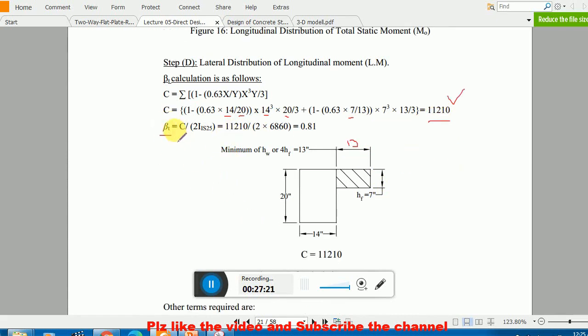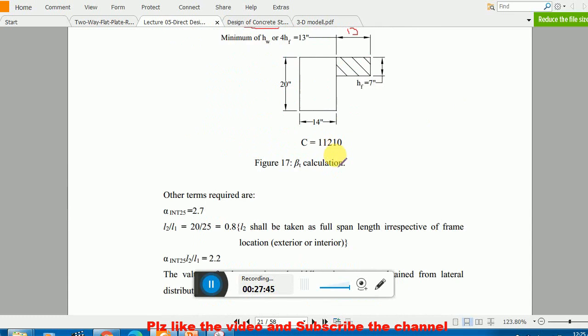stiffness coefficient, and you see now beta T is C divided by 2 times the moment of inertia of the interior slab. Remember, moment of inertia of your slab in the 25 feet direction, in the longitudinal direction basically. So you have to divide. You got 0.81, and remember this coefficient.